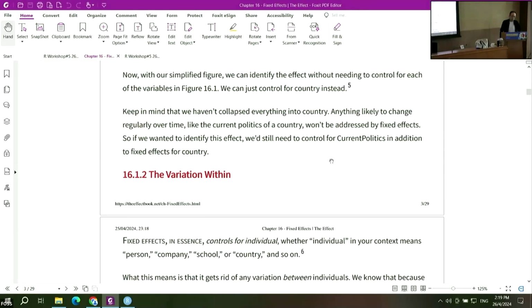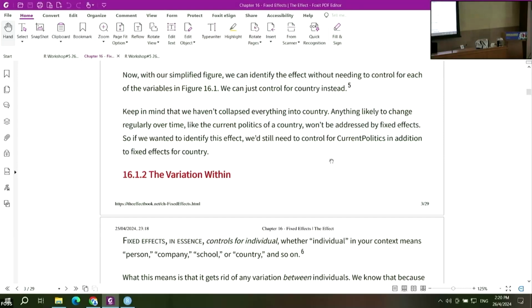So we know this. By saying we control them at the country level, it doesn't mean that we have collapsed everything into the country. Anything that changes regularly over time, like the current politics of the country, won't be addressed by fixed effects. So you have to think clearly when you're trying to set up a causal framework or mechanism, you have to think very thoroughly about what is going to be controlled with this fixed effect, and what is not going to be controlled with this fixed effect.